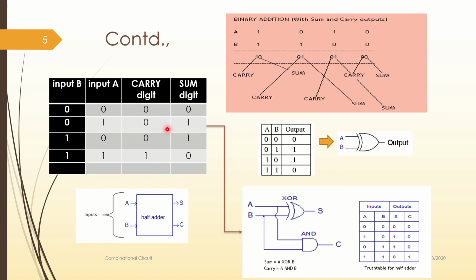Let's come to carry. First is 0, 0, 0. Don't worry about these three. I do not bother about it. This is the only case which we need to worry. Both the inputs are 1 and the output is 1. Which gate you can remember, immediately come to a conclusion that it is an AND gate.